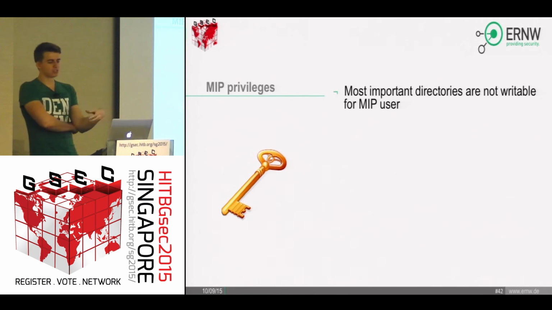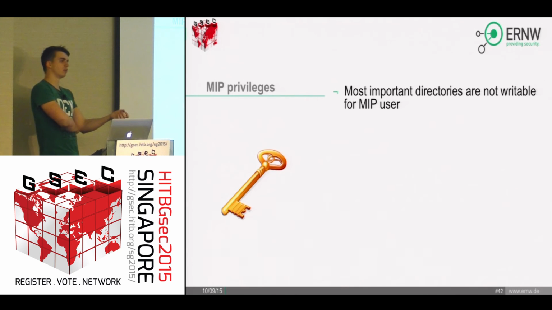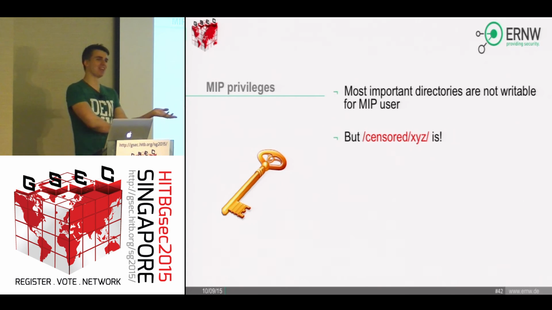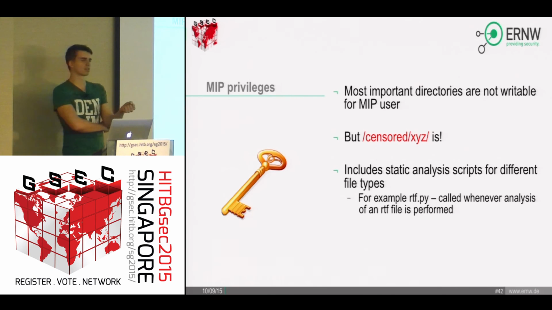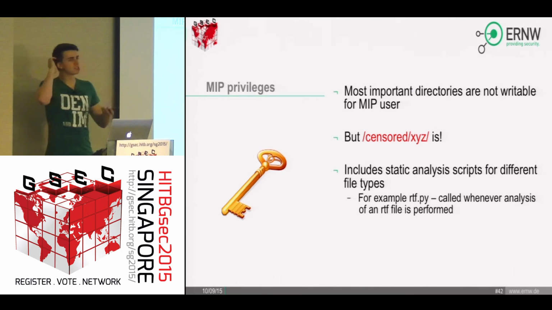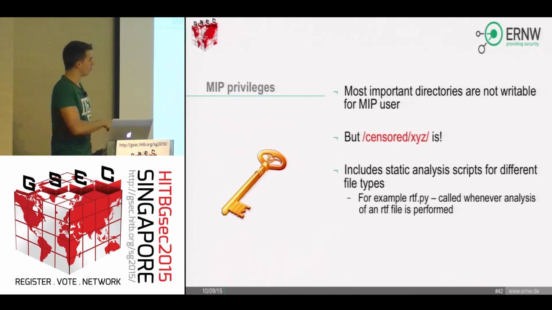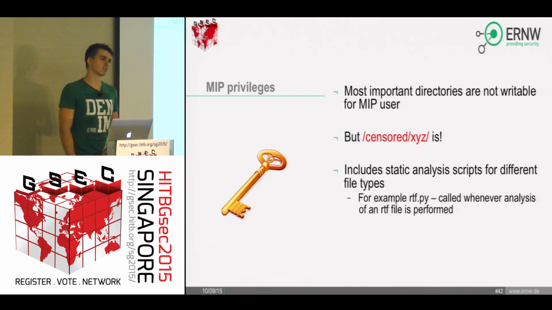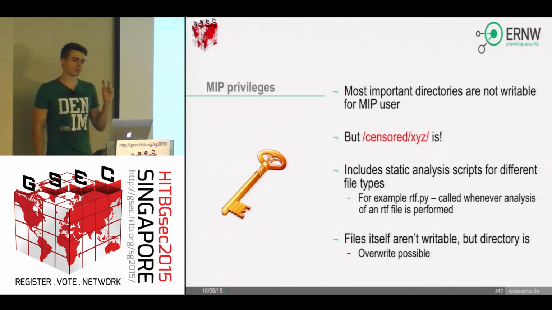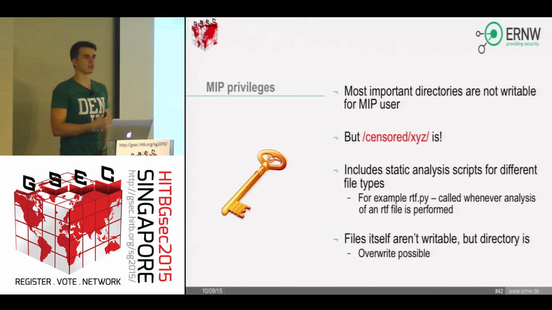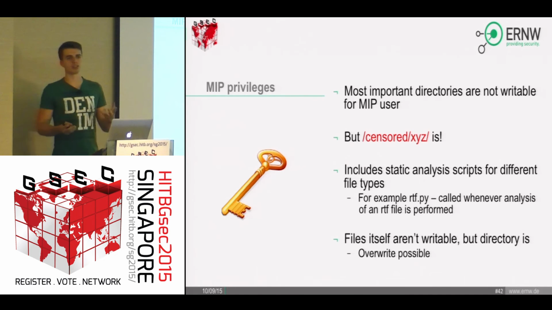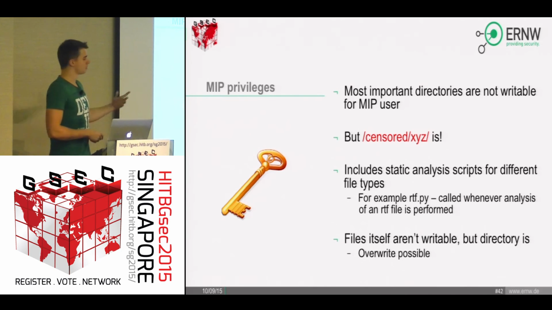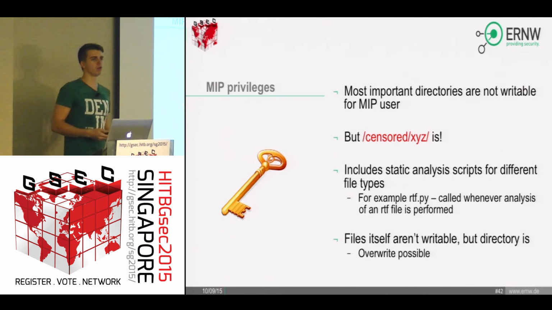They did it right by restricting most of the important directories, so they're normally not writable for the MIP user. But there's one really interesting one, which I can't tell you. We name it censored in this context. But this directory is writable by the MIP user, and it includes the static analysis scripts for all the different file types. So when they see an RTF file or a PDF file or something like that, they will call the Python script with the logical name. So rtf.py is called whenever analysis of an RTF file is performed. And interestingly, the files themselves are not writable, but the directory is. And Linux directory permissions work such that if the directory is writable, you can override every file in it, even if you don't own it. So in this case, we can just override rtf.py with our own backdoored version.